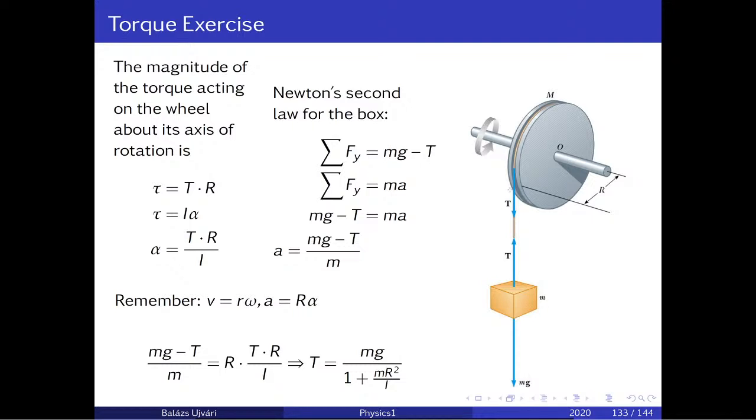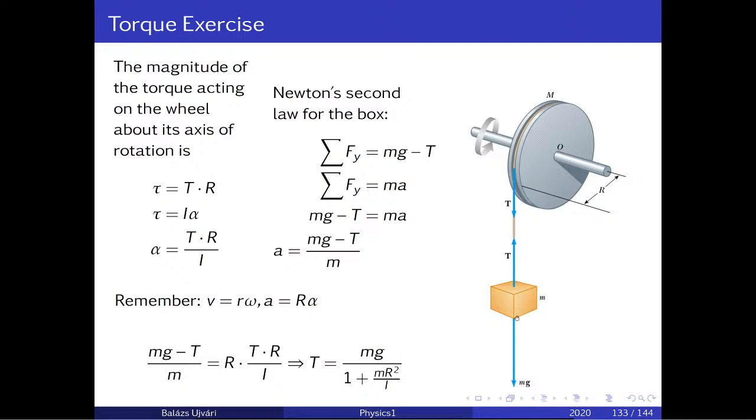How can we describe the motion of the box and the rotation of the cylinder? For the rotation of the cylinder, the torque has to equal the moment of inertia times the angular acceleration. The torque, in this case, is this T force, and since the level arm is r, it's T times r. Therefore, the angular acceleration is T times r, this is the torque, divided by the moment of inertia.